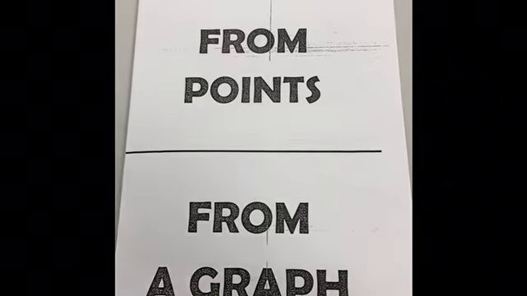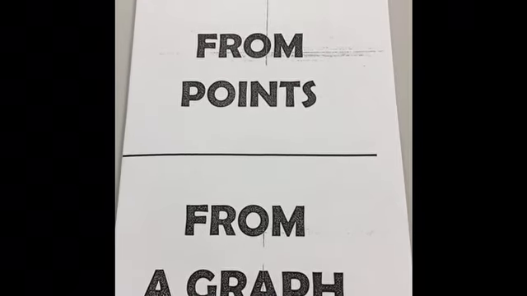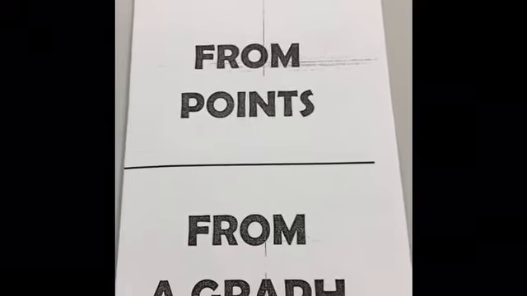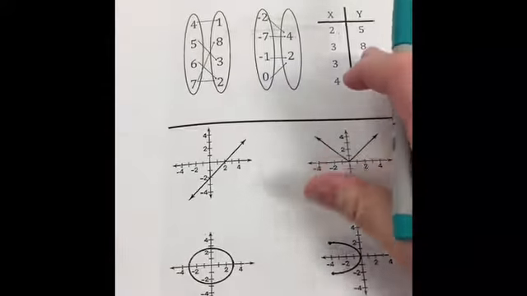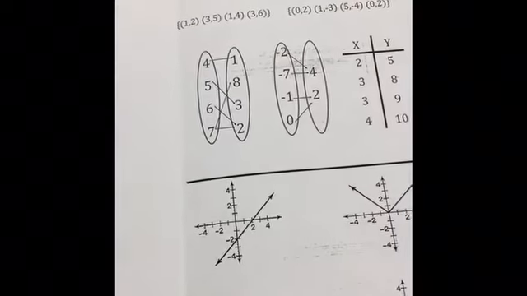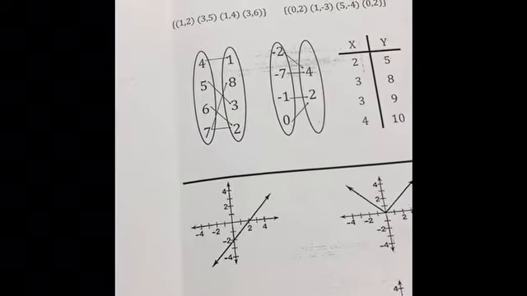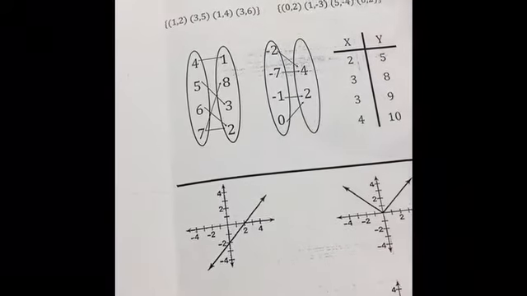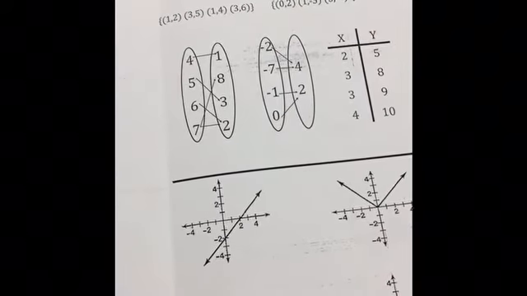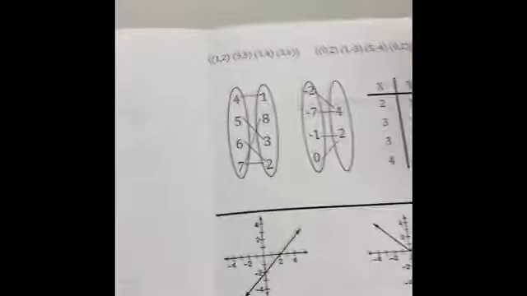Okay, Unit 4, Stop 2, Functions. You can see if it's a function from points or from a graph. And we're going to look. So if we take a look at ordered pairs and we want to see if it is a function, whether it's an ordered pair, a mapping, a table, or even a graph, we want to look at the x values, only at the x values.